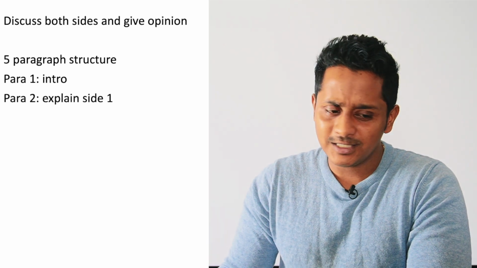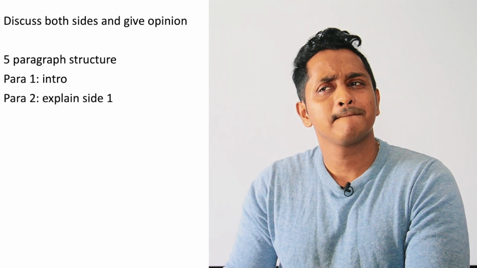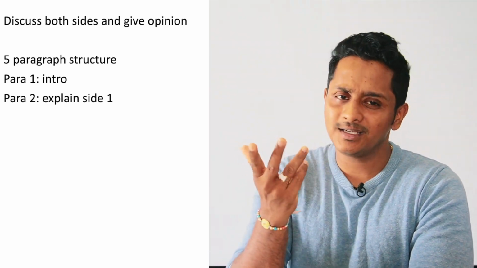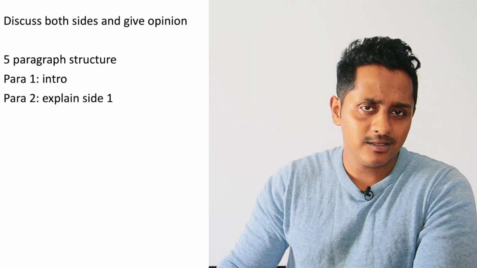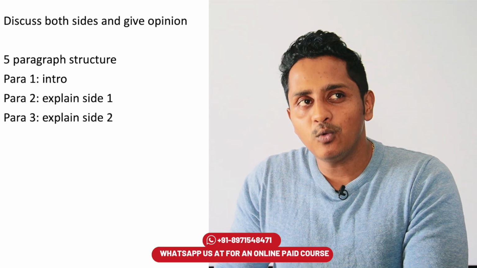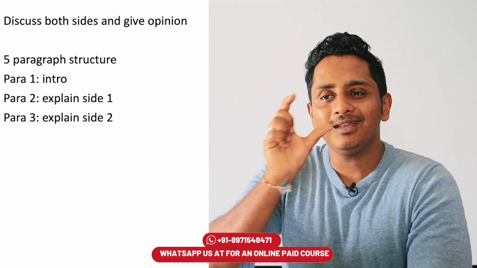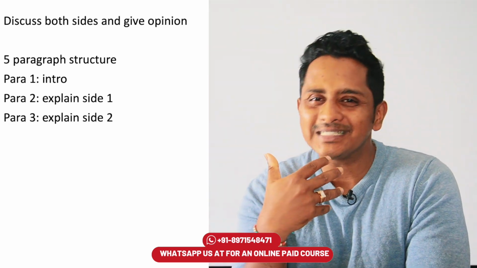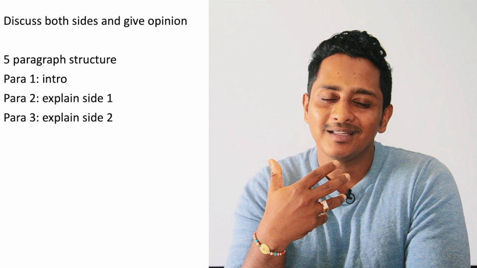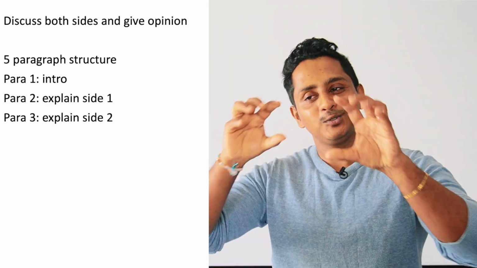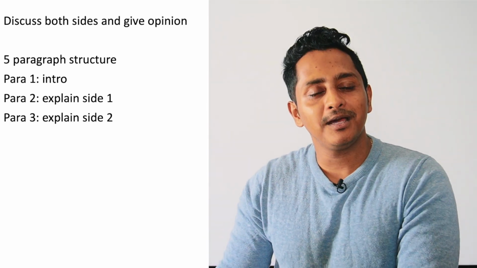So in para 2, explain side 1. Easy peasy. Side 1, the same way, agree, disagree, whatever side you have chosen. Para 3, explain side 2. Now what do people end up doing? In para 4, they give their opinion in one line and the conclusion in one line. That is not the right way of doing it, because they have explicitly asked for an opinion. So the opinion deserves to be in a separate paragraph.